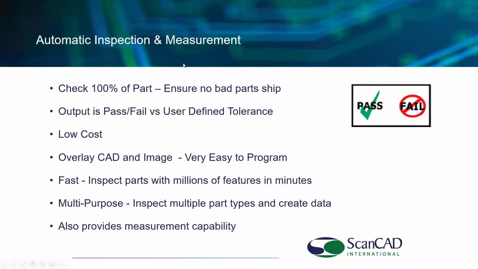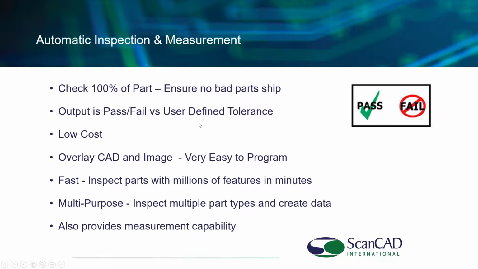What do we mean by automatic inspection, and what do we mean by measurement? I want to be really clear here. Our system is a 100% inspection system. We're looking at the entire part. We're going to give you a pass or a fail. Is this a good or a bad part? This is very different than measuring possibly 2 or 3 points on the part and assuming the balance of the part is okay. This is not what this system is.